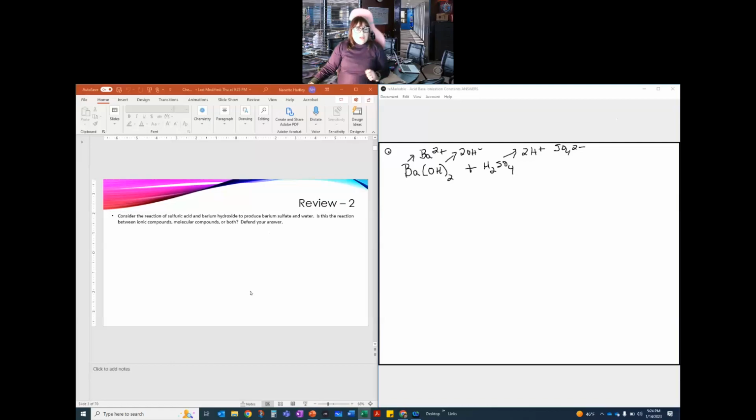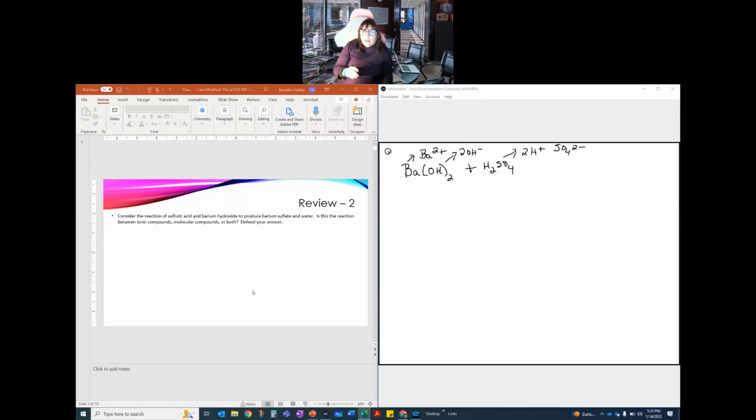Is the reaction between ionic compounds, molecular compounds, or both? Defend your answer. I just said they are ionic. Now, something that I want to clarify for you guys. These are both ionic compounds. So Ba(OH)2 is an ionic compound. H2SO4 is an ionic compound. The polyatomic ions that exist in each, OH- and SO4 2-, are molecular compounds that happen to be charged based on the number of electrons that they have. So technically the answer is both.